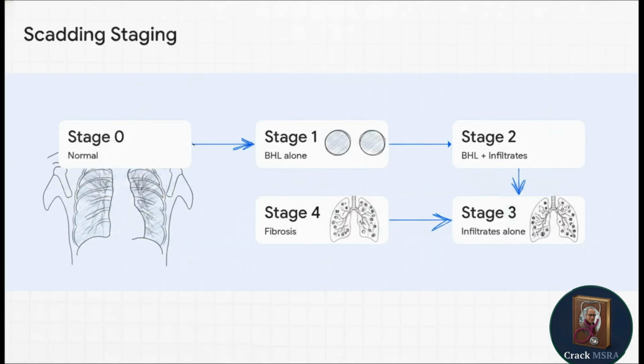Let's move on and see how this builds radiographically using the Scadding staging system for sarcoidosis. It logically tracks a linear radiographic progression. Stage 0 is just a totally normal X-ray. Stage 1 is bilateral hilar lymphadenopathy alone, and remember, asymptomatic stage 1 means absolutely no treatment. Stage 2 adds infiltrates to the BHL. Stage 3 is infiltrates alone, without those enlarged lymph nodes. And finally, stage 4 represents the end-stage destruction, meaning fibrosis and honeycombing.